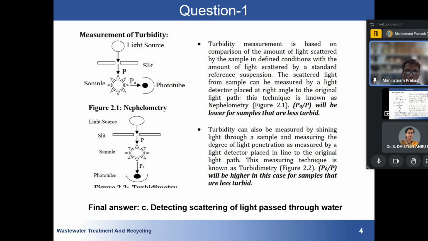then that is known as a nephelometer. So here you can read, turbidity measurement is based on the comparison of the amount of light scattered by a sample in defined conditions with the amount of light scattered by a standard reference suspension. This instrument generally contains some kind of reference, which has this much turbidity, and depending upon that reference we calculate the turbidity of our sample. The scattered light from the sample can be measured by a detector placed at a right angle to the original path.